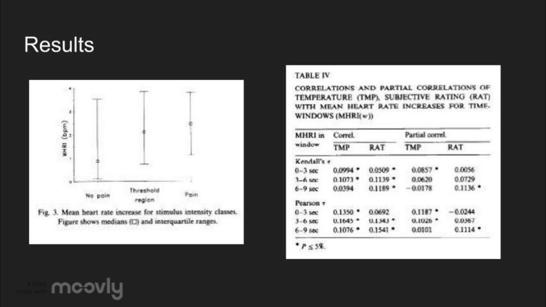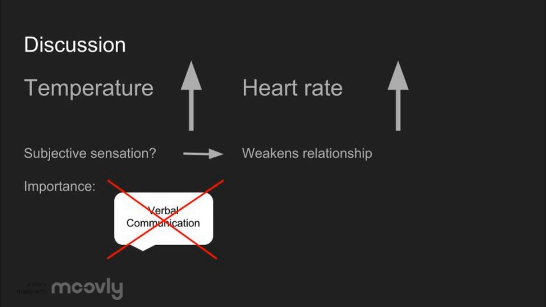Overall, the results showed a mean heart rate increase for stimulus intensity classes. The results also showed a correlation between temperature and mean heart rate increases. When the temperature increased, the mean heart rate also showed a slight increase in general. The mean heart rate increase after stimulation showed a positive relation to stimulation temperature.